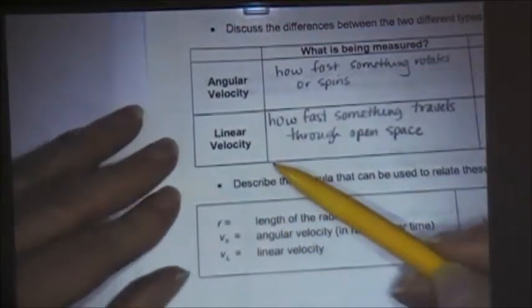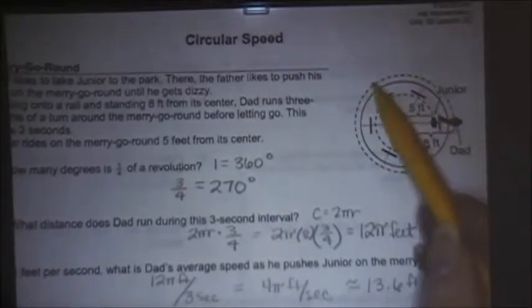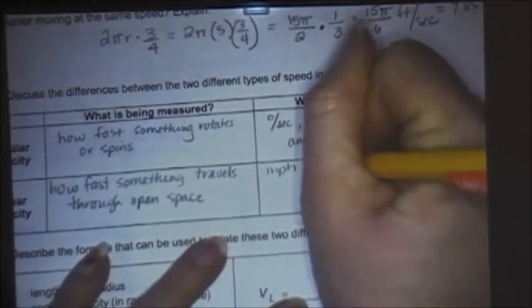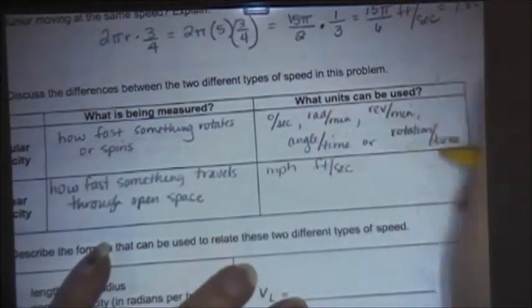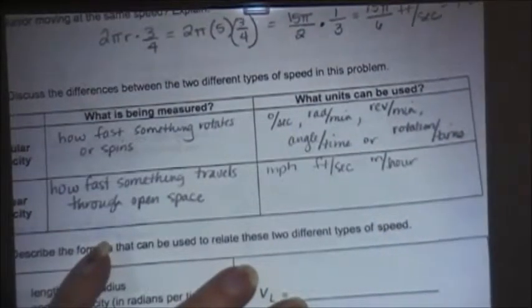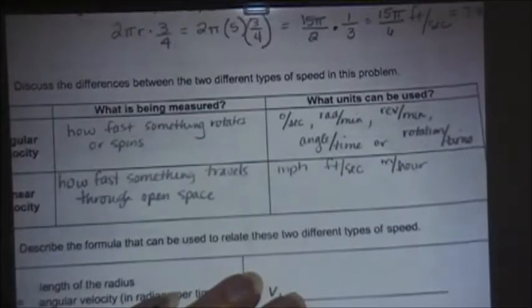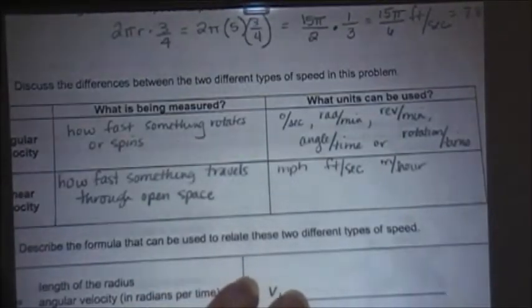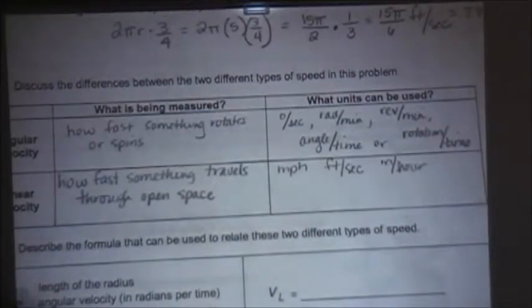Now, linear implies to us line, but it doesn't have to be a straight line. So when Dad was traveling outside of the circle, he was running through space. So that's a linear measurement, even though it's not a straight line. Linear measurements are ones that we're kind of used to, like mph, or miles per hour, feet per second, meters per hour. Anything like that would measure linear velocity. So it's always going to be like a measurement on top, kilometers, miles, inches, feet, something that measures distance over time.